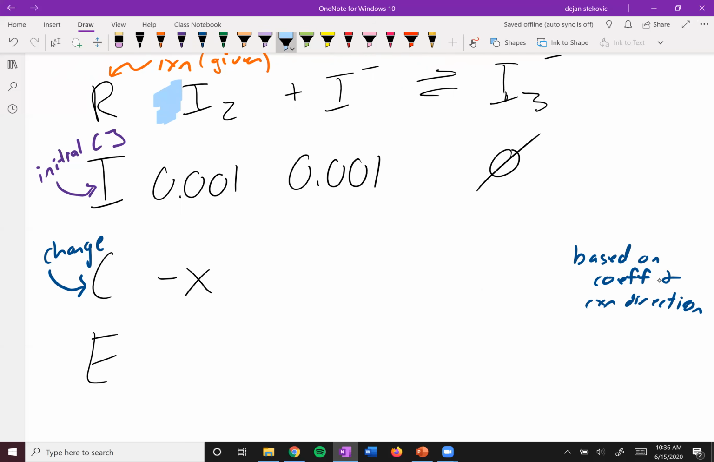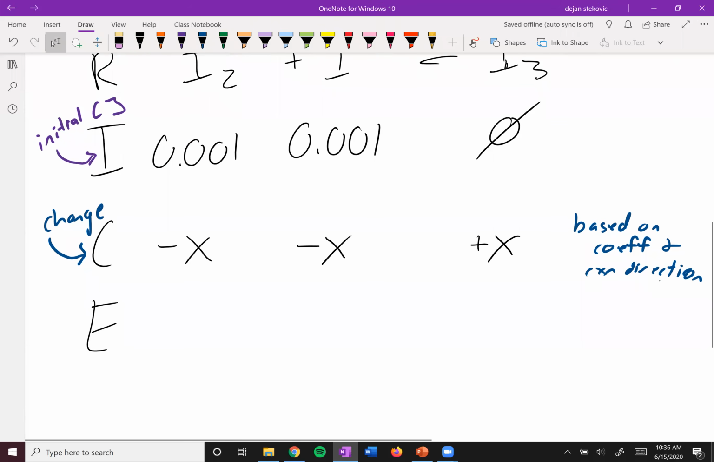We don't have any number in front of it because in this case, all of our coefficients were 1. But if, for instance, this was a 2, then you'd have minus 2x, right? But it's not. Then this is also minus X because it's a reactant, so some of it's going to disappear. And then this over here is plus X.